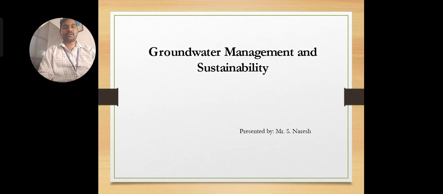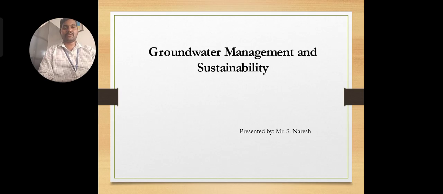If you see here, there is a title: groundwater. What is meant by groundwater? Groundwater is nothing but the water which is available below the earth surface. If it is available above the earth surface, we call it surface water, but which is available below the earth surface, we call it groundwater. Coming to management, it is very important, because if we are not utilizing this groundwater properly, it will definitely cause some scarcities. That's why we need to have proper management.